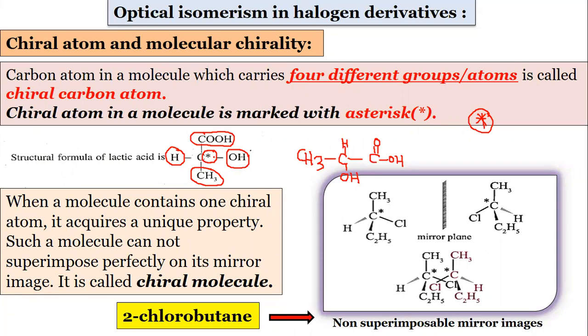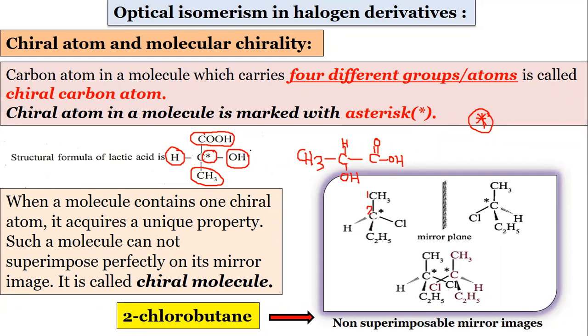These are non-superimposable mirror images of each other. So an example is taken here. Anyone can tell me what this compound is? CH3, CH, C2H5, and Cl. How many carbons are there? 2, 3, 4. So this is a butane.